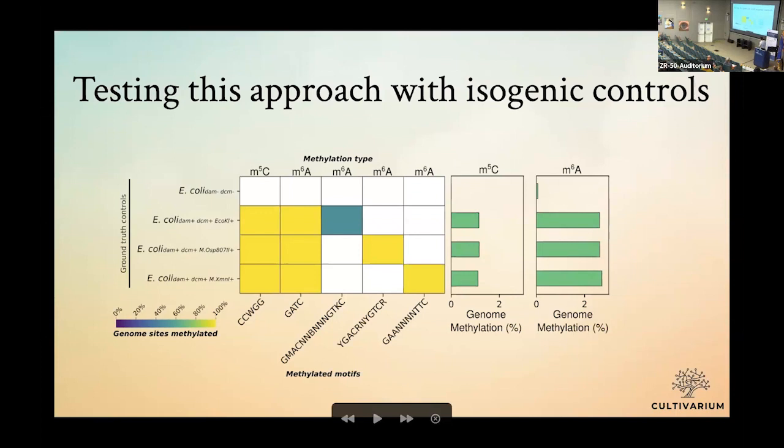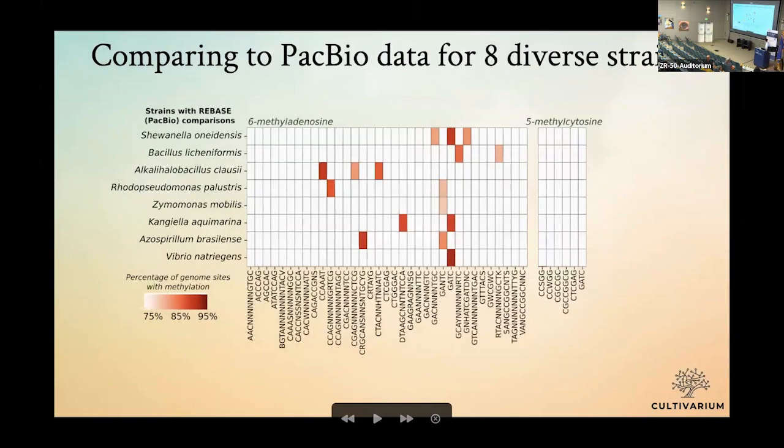Indeed, we could see that almost all the sites, or a majority of the sites corresponding to the known methylation specificities of those methyltransferases were appearing methylated in the native DNA. Then we had 2 more E. coli where we knocked out or did not have ECOK1, but did have 2 heterologously expressed methyltransferases. You can see we could see the methylation motifs for those 2 strains. So it's working well in E. coli, but we're interested more in non-model microbes.